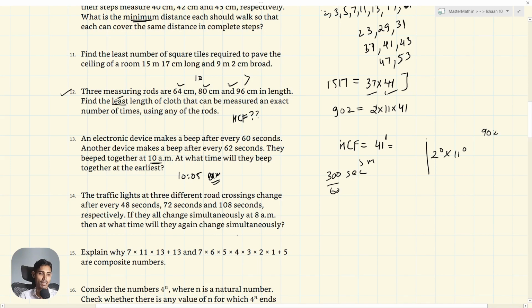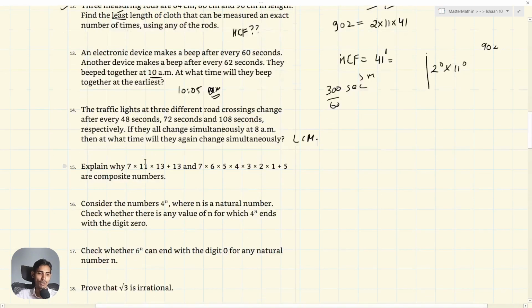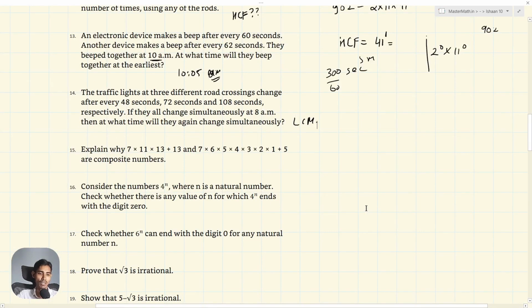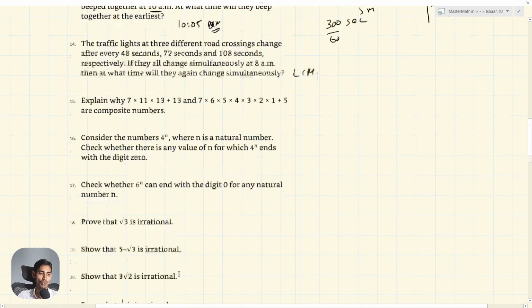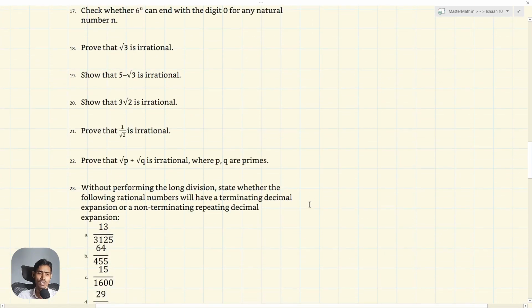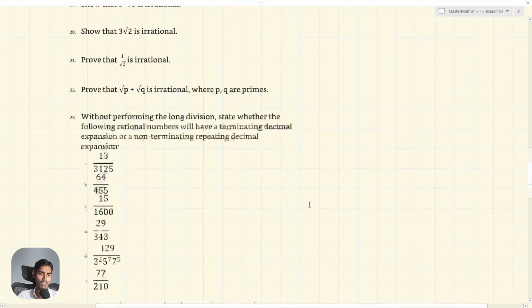Okay, sir. 14th. Sir, same LCM. Exactly. Same LCM, when they meet next. All right. So HCF LCM questions are done. We are left with 2, 3 questions regarding composite numbers, and then proving this is irrational. We will continue in the next class. That's a half an hour topic. We'll complete that next time.